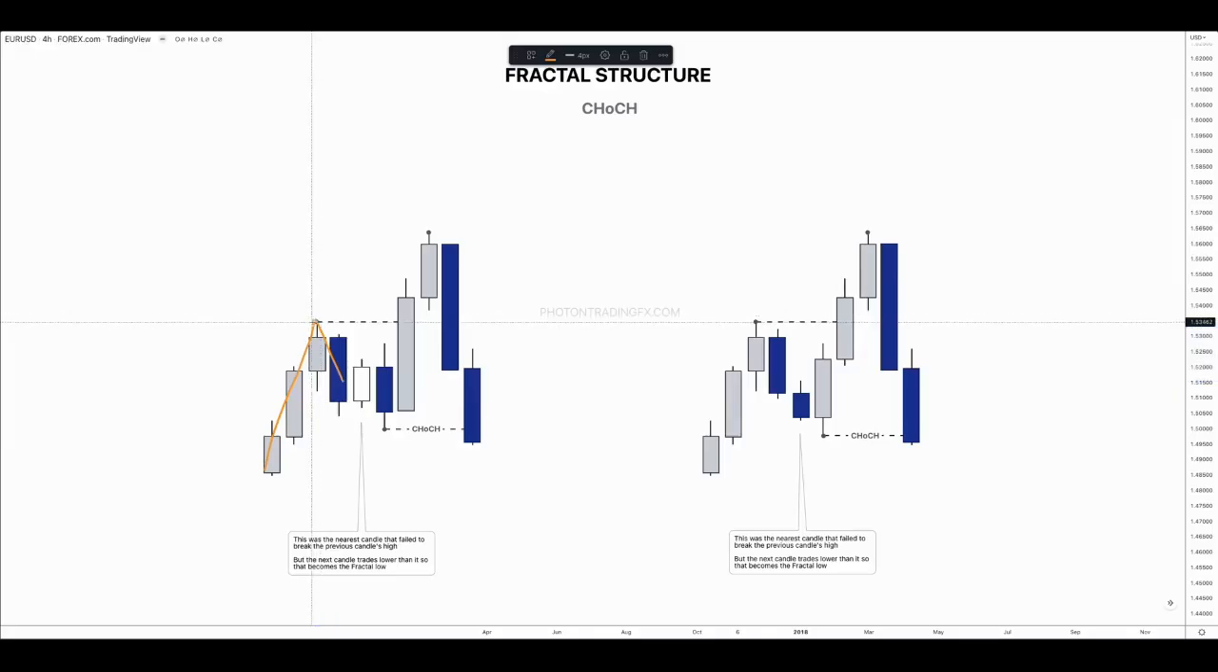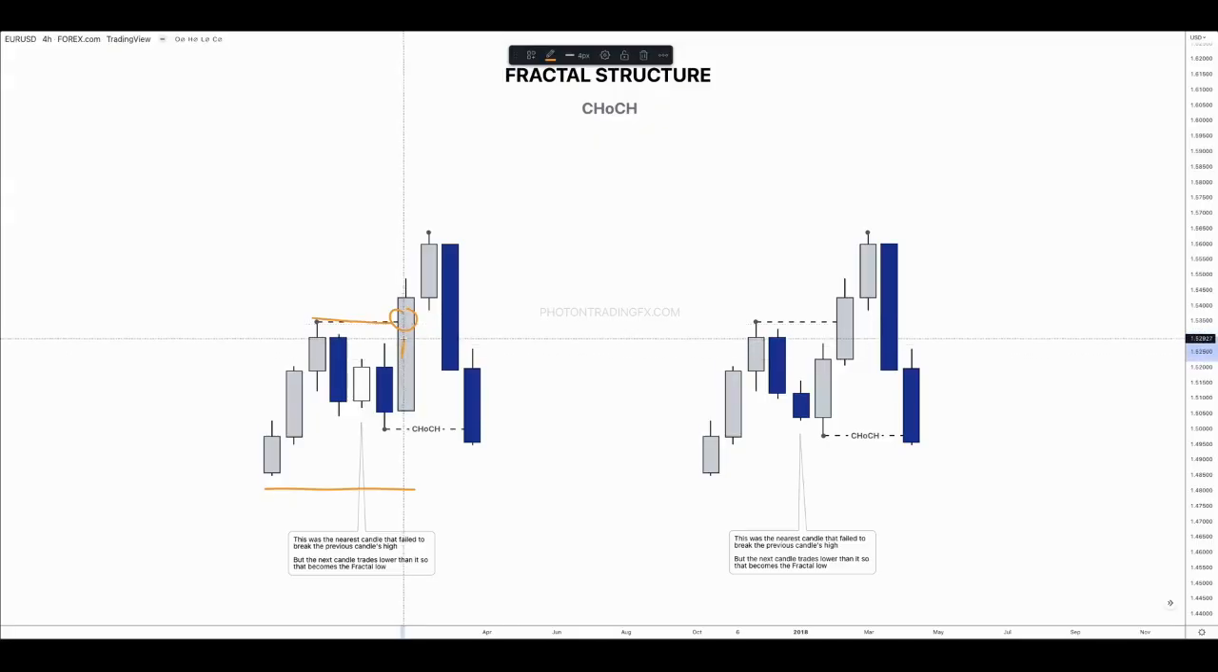Then we can mark this out as our high, and let's just say our low is down here. We do nothing until either the high is broken or our low is broken. Once the high breaks here, at that exact moment, we want to find the nearest fractal low. So what's the definition of the fractal low when we're bullish? We want to find where was the nearest candle that failed to break the previous candle's high.